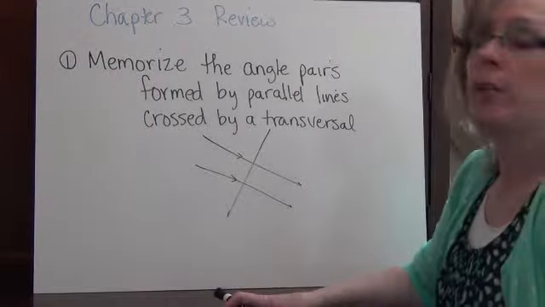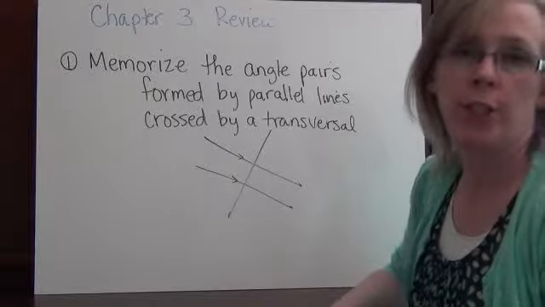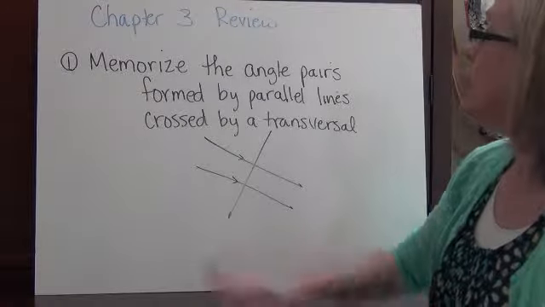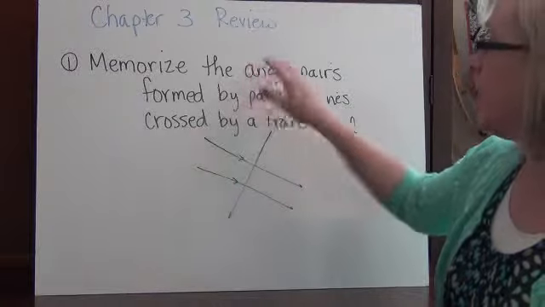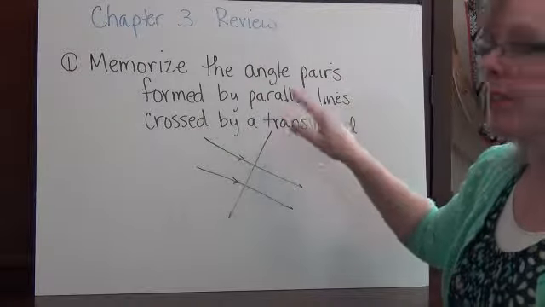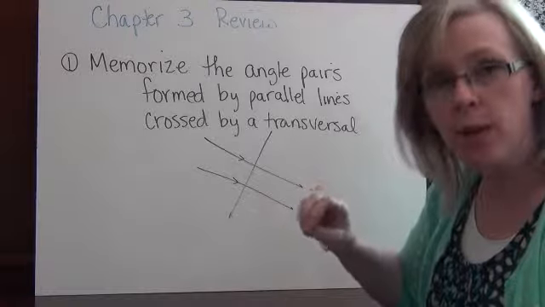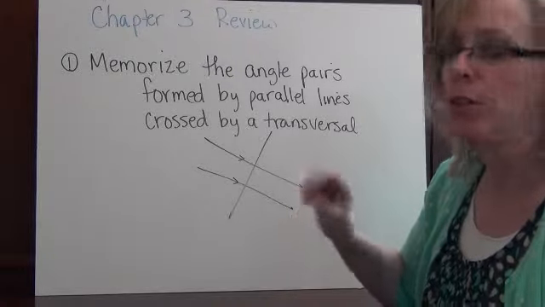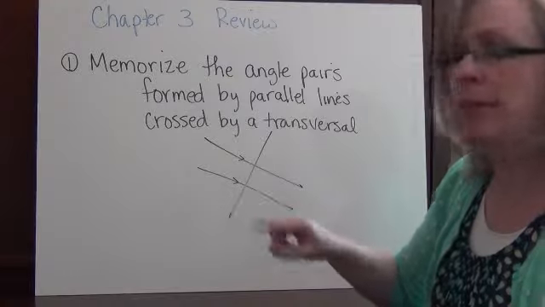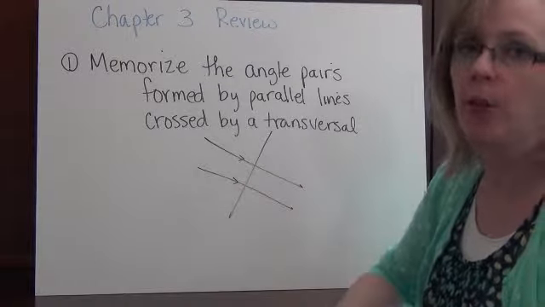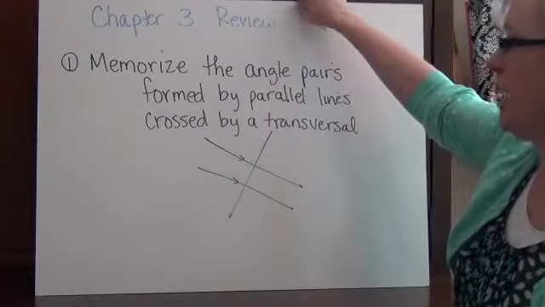Okay, this is for geometry, a review of the Chapter 3 information that you're going to need to know for the test. The most important thing I can tell you is memorize the angle pairs that are formed when parallel lines are crossed by a transversal. Memorize the angle pairs. You need to know those. Just glancing at them, being able to find them on the paper, automatically know their names. Okay? Step 1, do that.